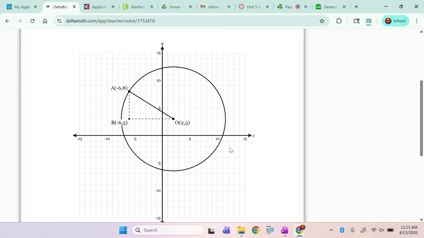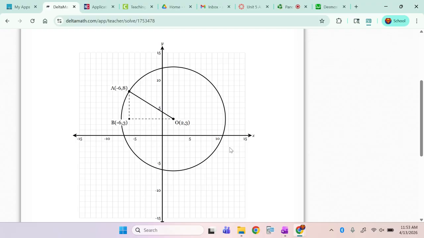So this time our center is (2, 3). The point on the circle is (-6, 8). So this right here will be my what? The hypotenuse of the triangle, the radius of the circle. How can I write a subtraction expression for OB? You can do 2 minus negative 6. That's fine. We do want a positive number.